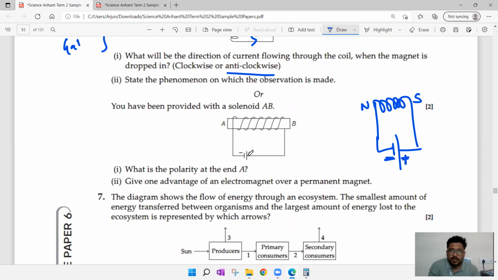Here also we have negative, so the current will be passing like this. When current is passing like this, a magnetic field is produced, and here near the negative terminal, north pole is generated, near the positive terminal, south pole is generated.